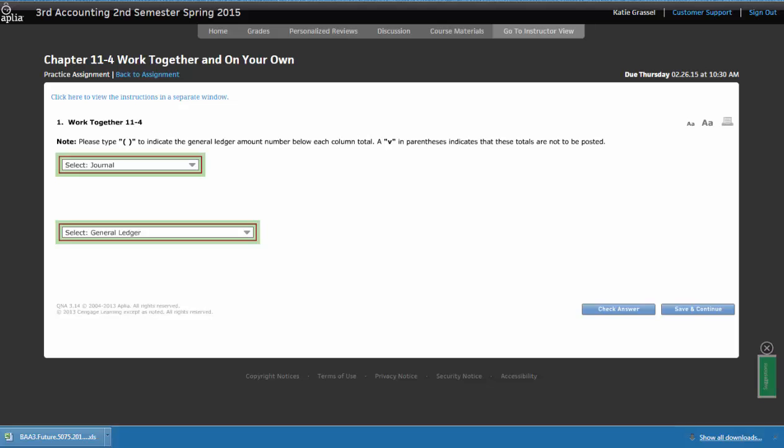When you post, your journals have to be posted in this order. Sales, purchases, general. Okay, so sales, purchases, general, and then we're going to go cash receipts and cash payments. We have 5 journals. Those journals need to be posted in that order.